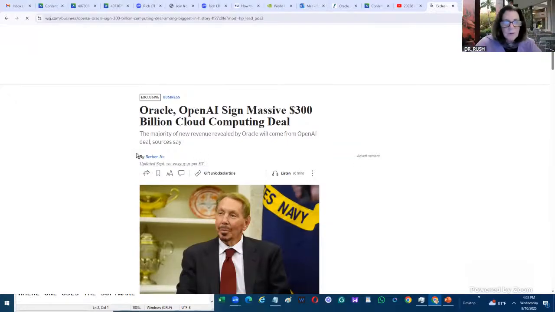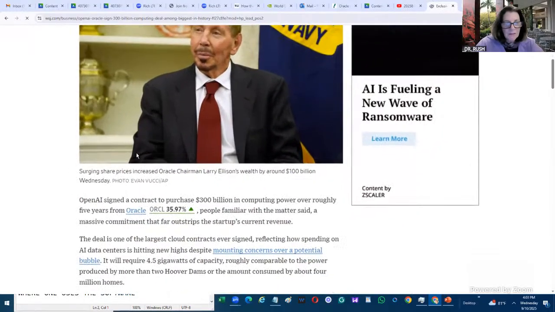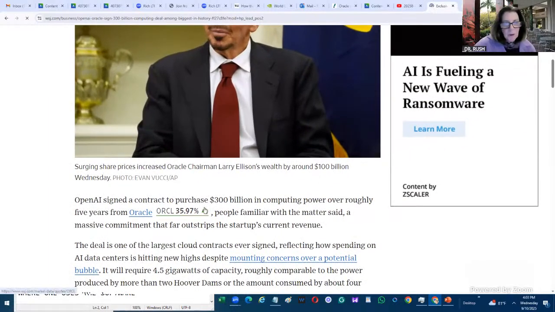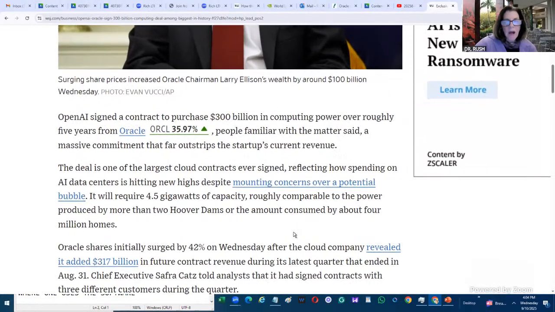The majority of new revenue is from OpenAI. Everybody knows OpenAI, right? From ChatGPT. OpenAI signed a contract to purchase 300 billion, that's what the B is, in computing power over roughly 5 years from Oracle. People familiar said it's a massive commitment that far outstrips the startup's current position. And the deal is one of the largest cloud contracts ever, reflecting how spending on AI data centers.